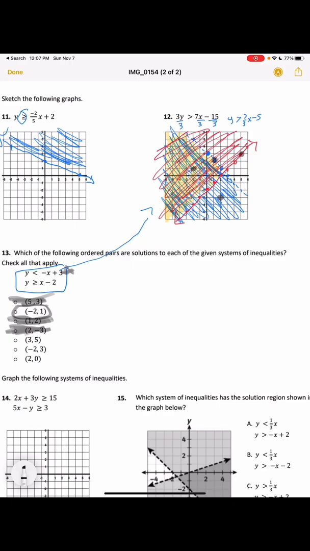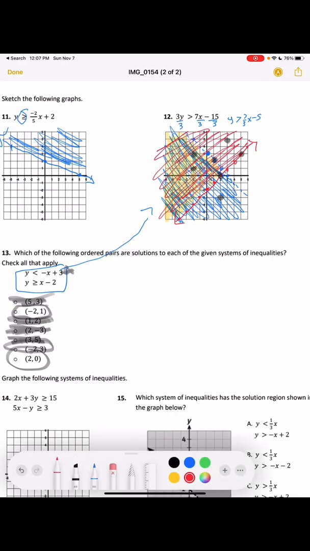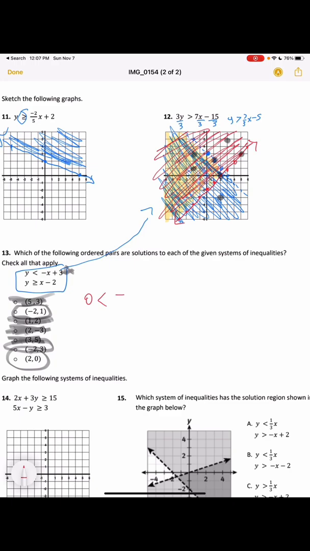Now we're at (3, 5). That only works for one, not both. (-2, 3) would be up here. That works for both. And then (2, 0). That's all the way over here. Since that is on the solid line that had the or equal to sign, this actually does work for both. And you could plug it in. I can show you in the top equation. 0 is less than -2 plus 3. 0 is less than 1. So it does work for both.